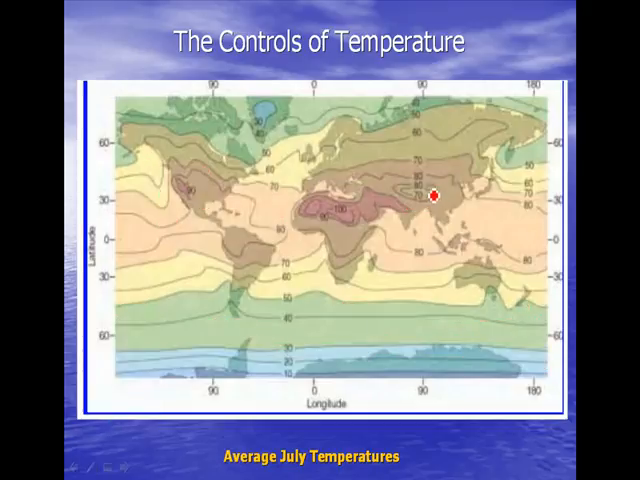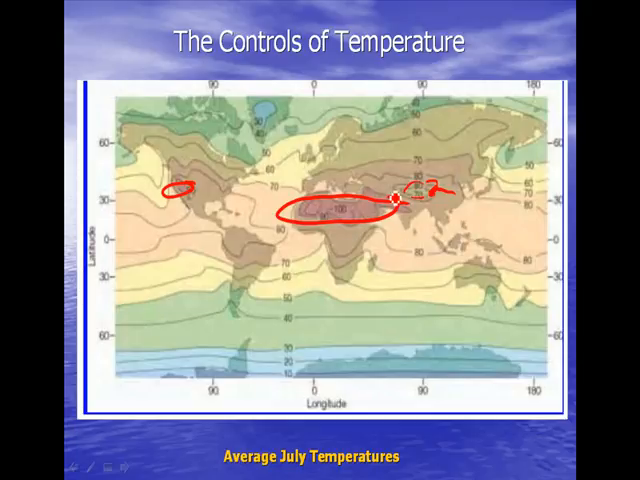Well, that has to do with elevation. That's an effect of temperature. This is where the Himalayan mountains are located, and so we're seeing the effects of elevation there. Also notice this area of 90 to 100 degree temperatures. Also notice 90-degree temperature here.